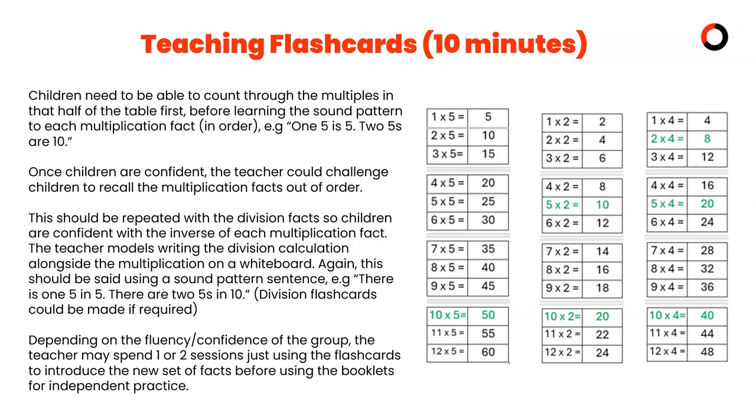This should be repeated with the division facts so children are confident with the inverse of each multiplication fact. The teacher models writing the division calculation alongside the multiplication on the whiteboard. Again, this should be said using a sound pattern sentence. There is 1 5 and 5, there are 2 5s and 10. And you could create division flashcards, which could make this if you want to.